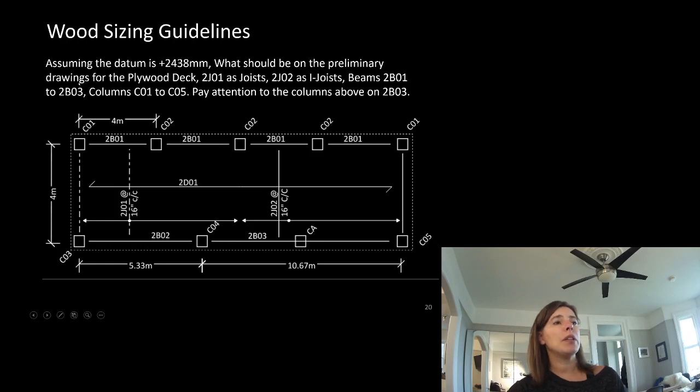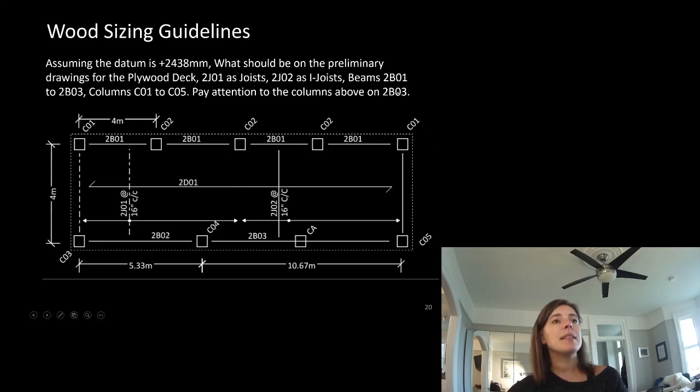What should be on the preliminary drawings for the plywood deck? So 2D01, spanning from here to here. 2J01, so that looks like this joist right here, and it says that they're at 16 inches on center, which makes sense because joists usually are. And we have 2J01 at 16 inches on center going from here to here. So there's a series of them all along there. And then it looks like 2J02 switches to I joists from here to here. So everything that's 16 inches on center in this zone is an I joist. Maybe they had a headroom issue or there's higher loads there. We don't know the full context, but we're just putting something on the preliminary sizing drawings right now.